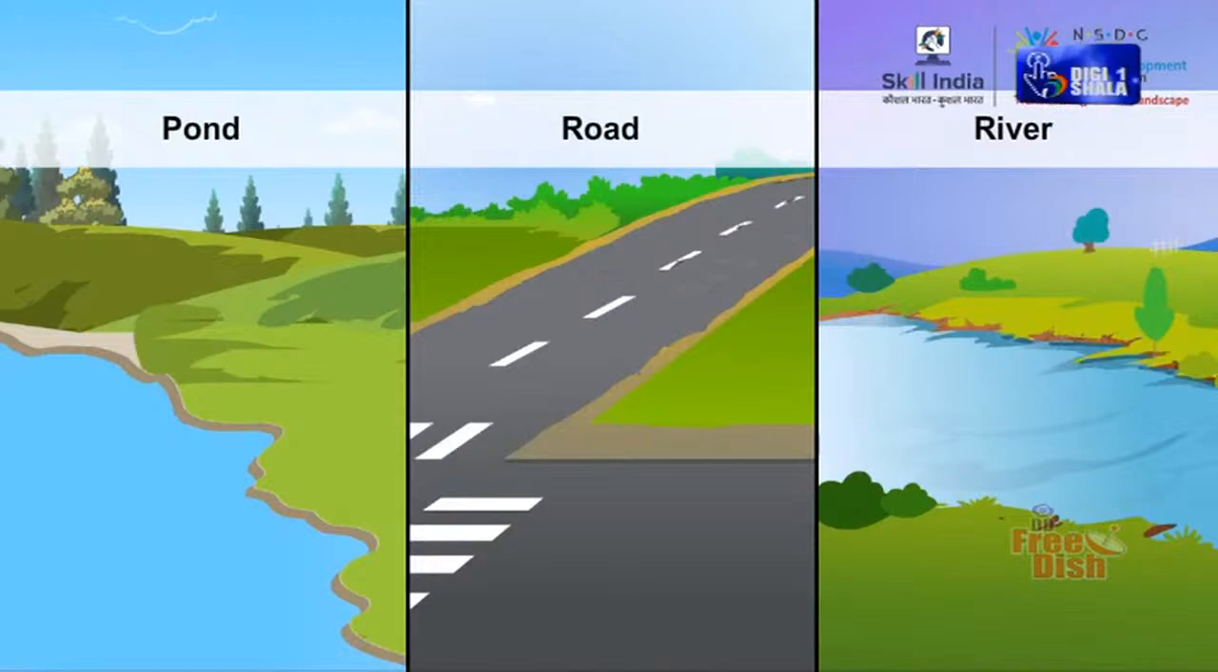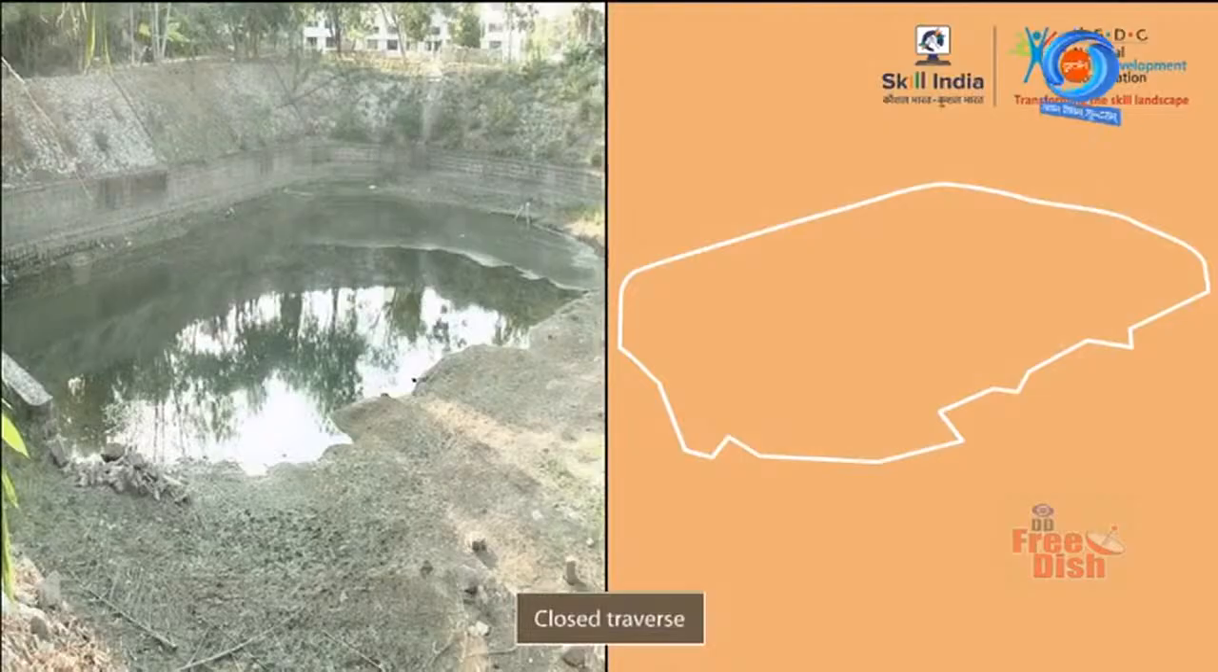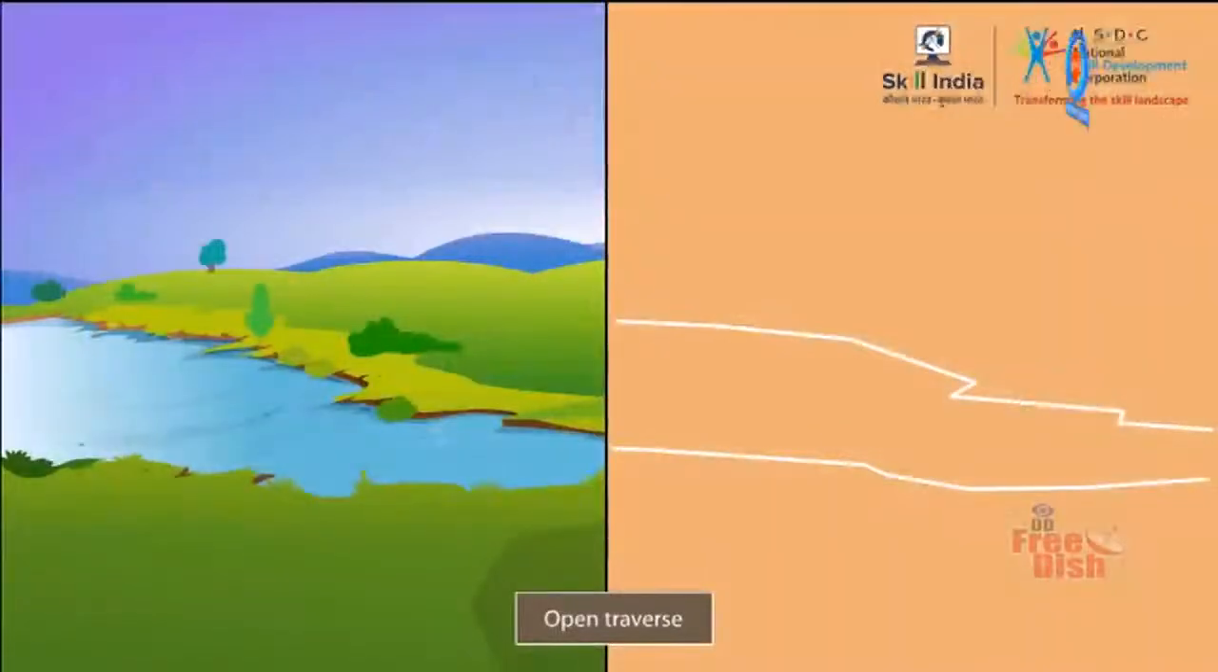You have just seen that you can depict irregularly shaped ground features like lakes, rivers or roads with the help of traversing. When the connected survey lines form a loop or a polygon around the ground feature, as in the case of a pond, it is called a closed traverse. When the connected lines form an unjoined pair along the ground feature, as in the case of a river or a road, it is called an open traverse.